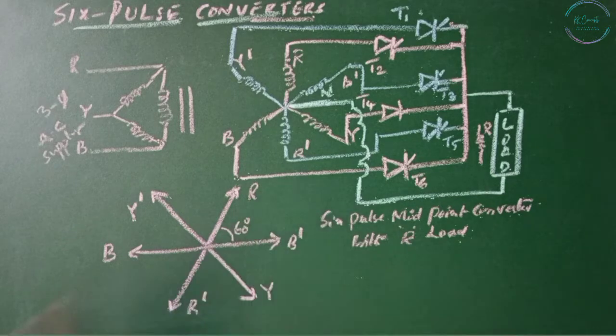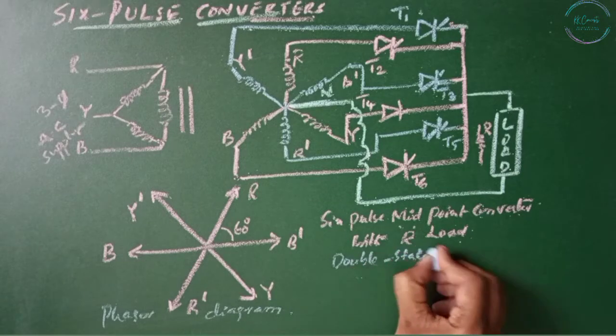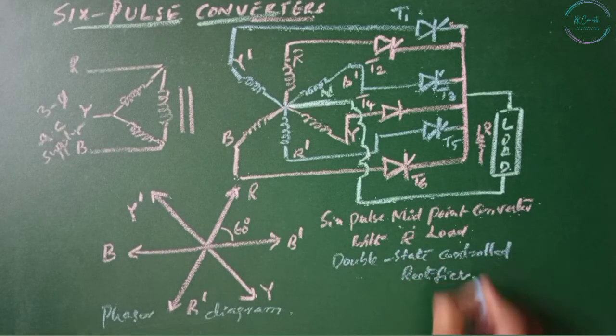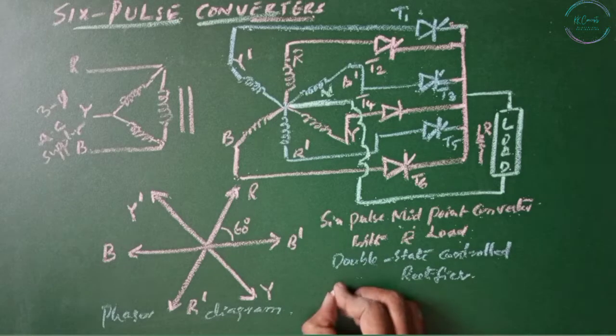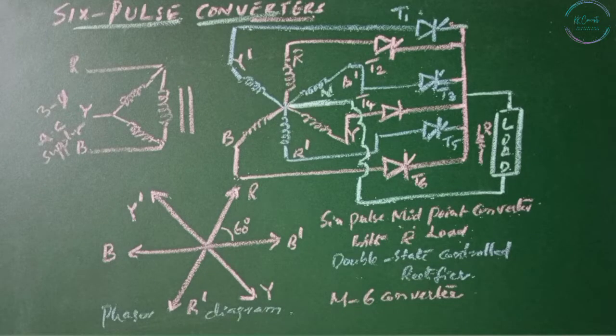Now this is our circuit diagram, whereas this is our phasor diagram. This is also called a double star controlled rectifier. It is an extension of the 3-phase half-wave circuit where each thyristor conducts for 1/6 cycle. Each SCR conducts for 60 degrees, and hence the utilization factor of the SCR and the secondary winding of the transformer are poor. These converters are also called M-6 converters. The output voltage contains 6 pulses for each cycle of the input voltage waveform.